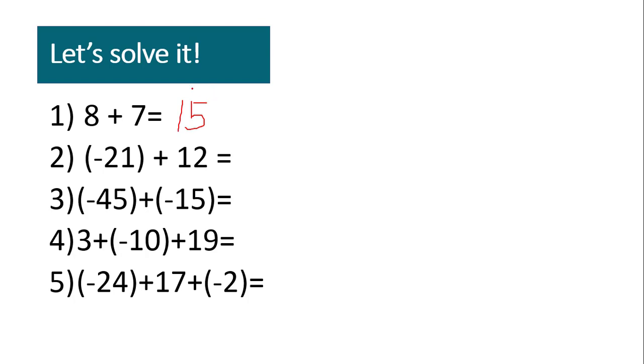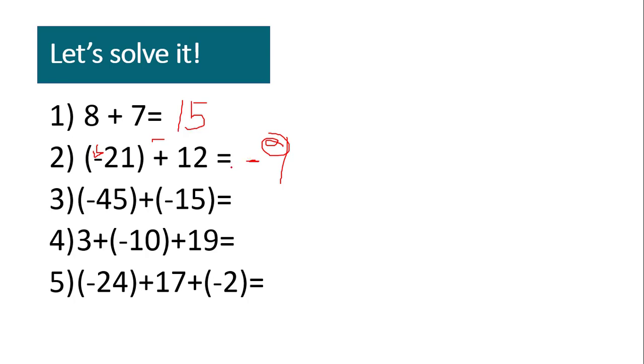Next, we have negative 21 plus 12. Since magkaiba yung sign nila, ang gagawin natin is i-subtract muna natin sila. 21 minus 12. Answer is 9. Tapos kukunin natin yung sign ng larger number, which is 21. We have negative 9.